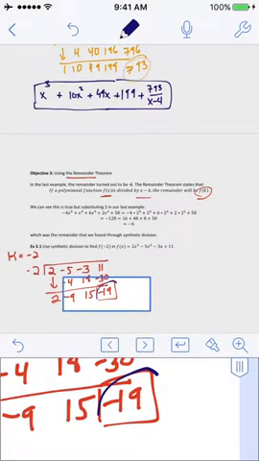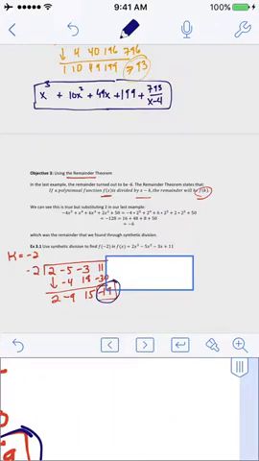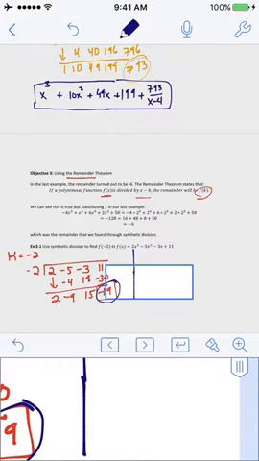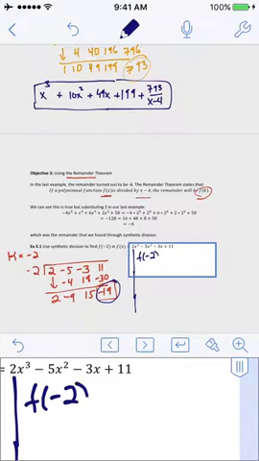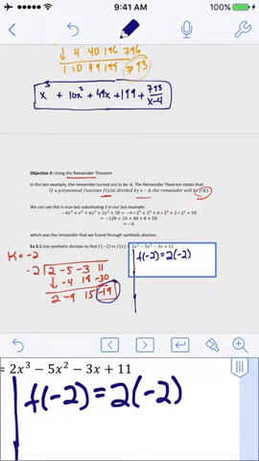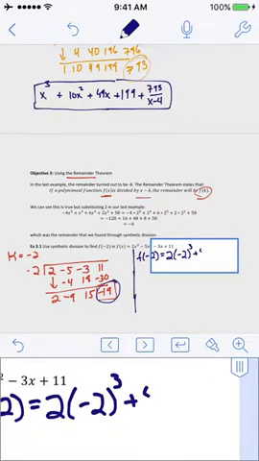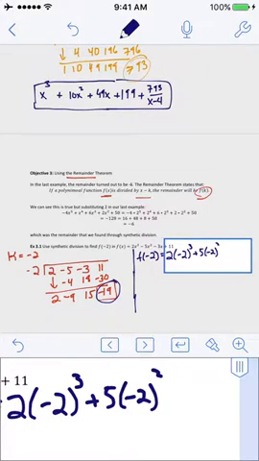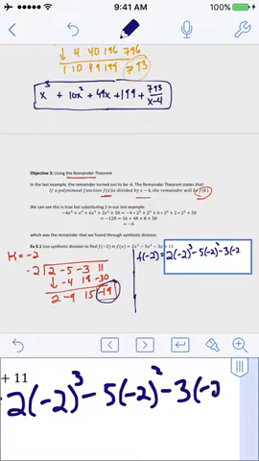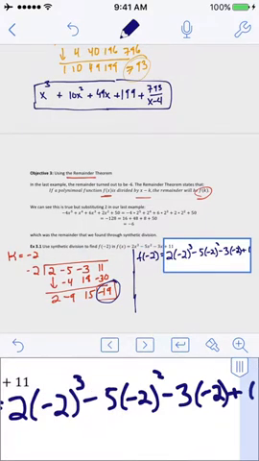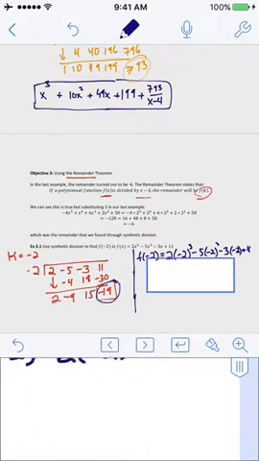Now the remainder theorem should say that when we plug in negative 2, we should also get negative 19, but let's double check that. We always want to make sure what they're saying is true, right? So let's do this like we did in the last couple sections, f of negative 2. So let's just plug in negative 2. So we've got f of negative 2 is equal to 2 times negative 2 cubed minus 5 times negative 2 squared. Minus 3 times negative 2 plus 11. Okay, let's simplify that out a bit.